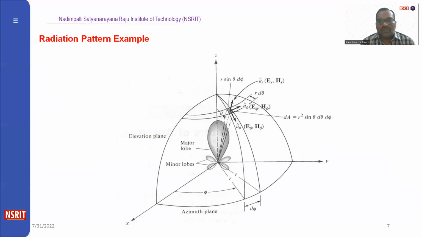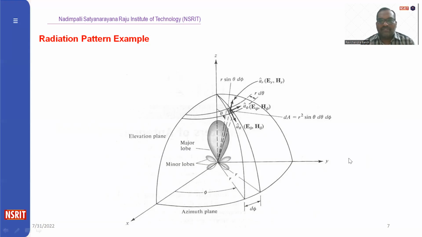Radiation pattern examples. The graphical representation of radiation from an antenna is nothing but the radiation pattern. Graphical representation means we have to represent the radiation pattern in space. That is a three-dimensional quantity. So we have to represent the radiation pattern in a three-dimensional representation, that is, spherical coordinates. You know the spherical coordinate parameters are theta and phi. So this is the radiation pattern of an antenna represented using spherical coordinates. It consists of the elevation plane and the azimuthal plane.